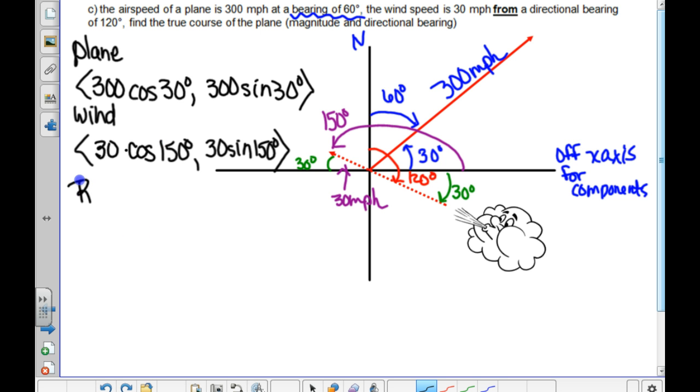The resultant is when we add those together. We're going to add the x's and get a resultant x value, and then we're going to add the y's and get a resultant y value. Do you understand what I'm saying when I'm saying that? We're going to type 300 cosine of 30, close parenthesis, plus 30 cosine of 150, close parenthesis, and we get what?